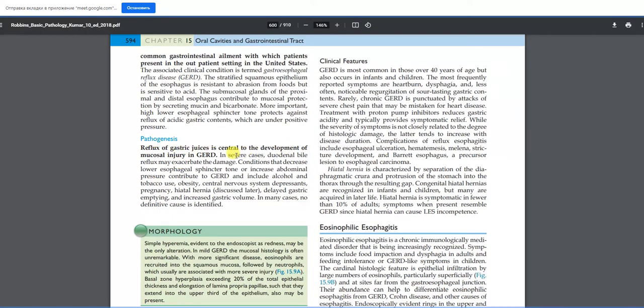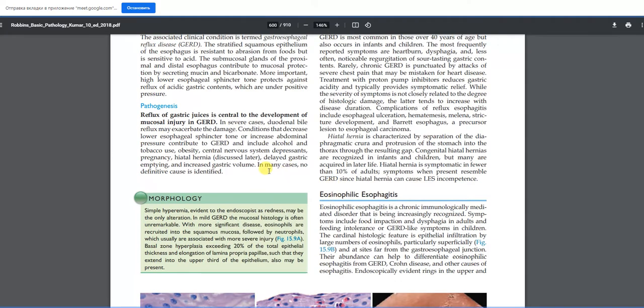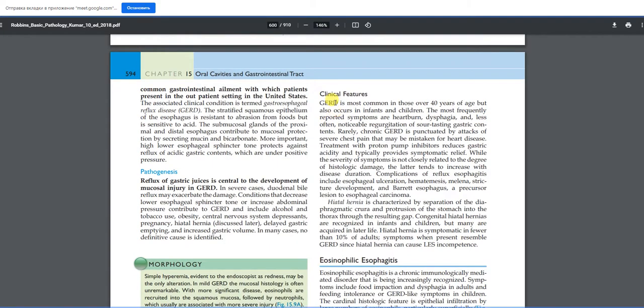Then, okay, mucosal injury in GERD, so we discussed it. Clinical features: it usually happens over 40 years of age, but sometimes it might happen in infants and children. So there is regurgitation of sour contents. Yeah, we have hiatal hernia. Also, a very common cause of this regurgitation of gastric juice is a hiatal hernia.